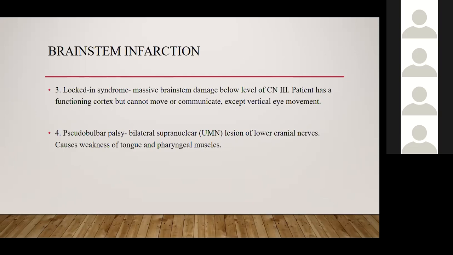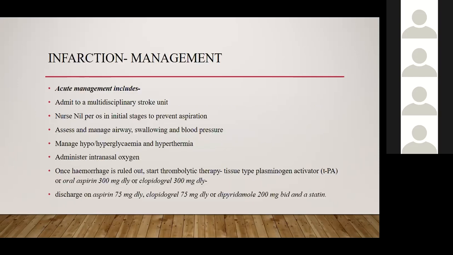Okay, you can also have what we call the pseudobulbar palsy, where you have issues with your tongue and the pharyngeal muscle, so you'll be unable to swallow and whatnot. Okay, so try and go through the anatomy. It's all anatomy. Once you get your anatomy right and you get your clinical methods right, this should be easy.